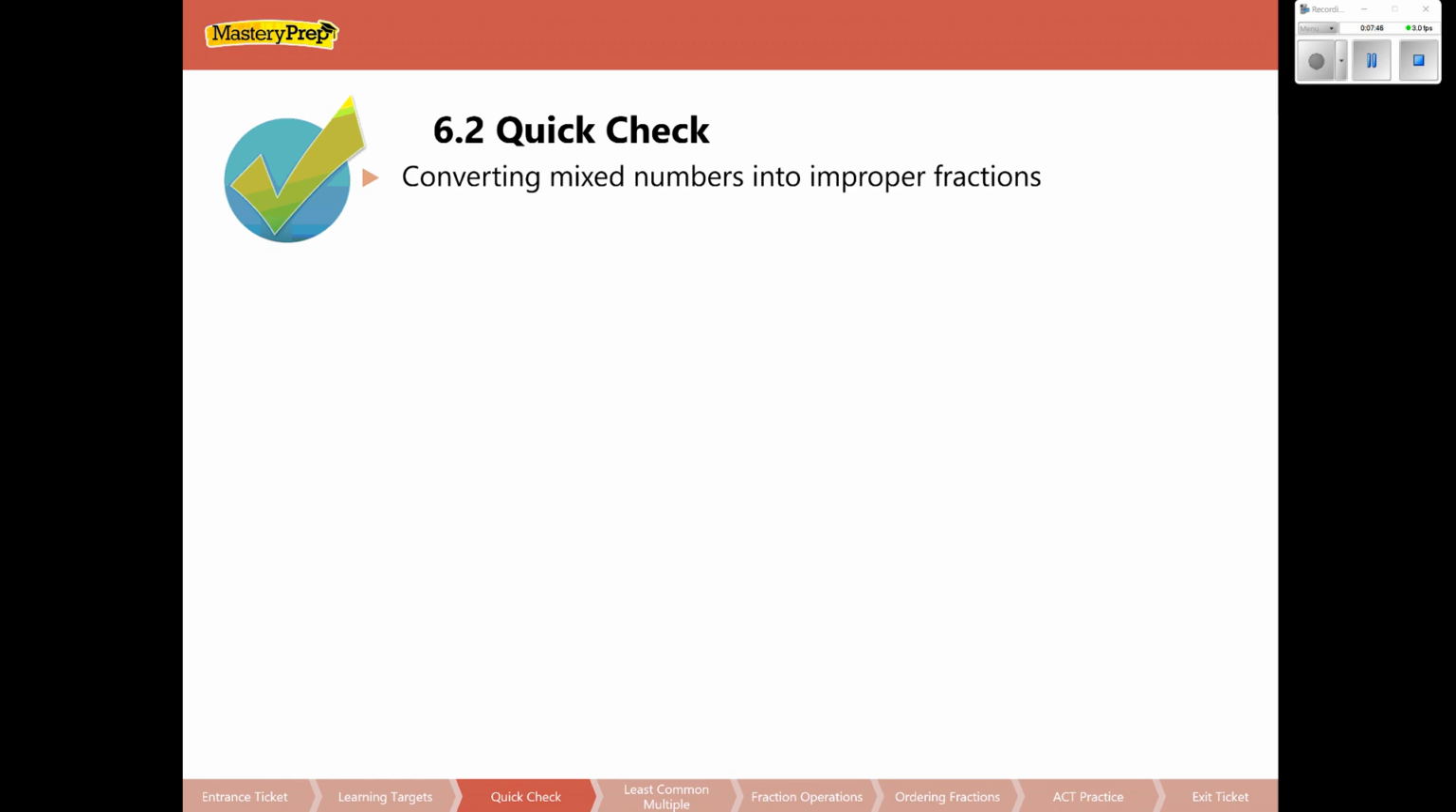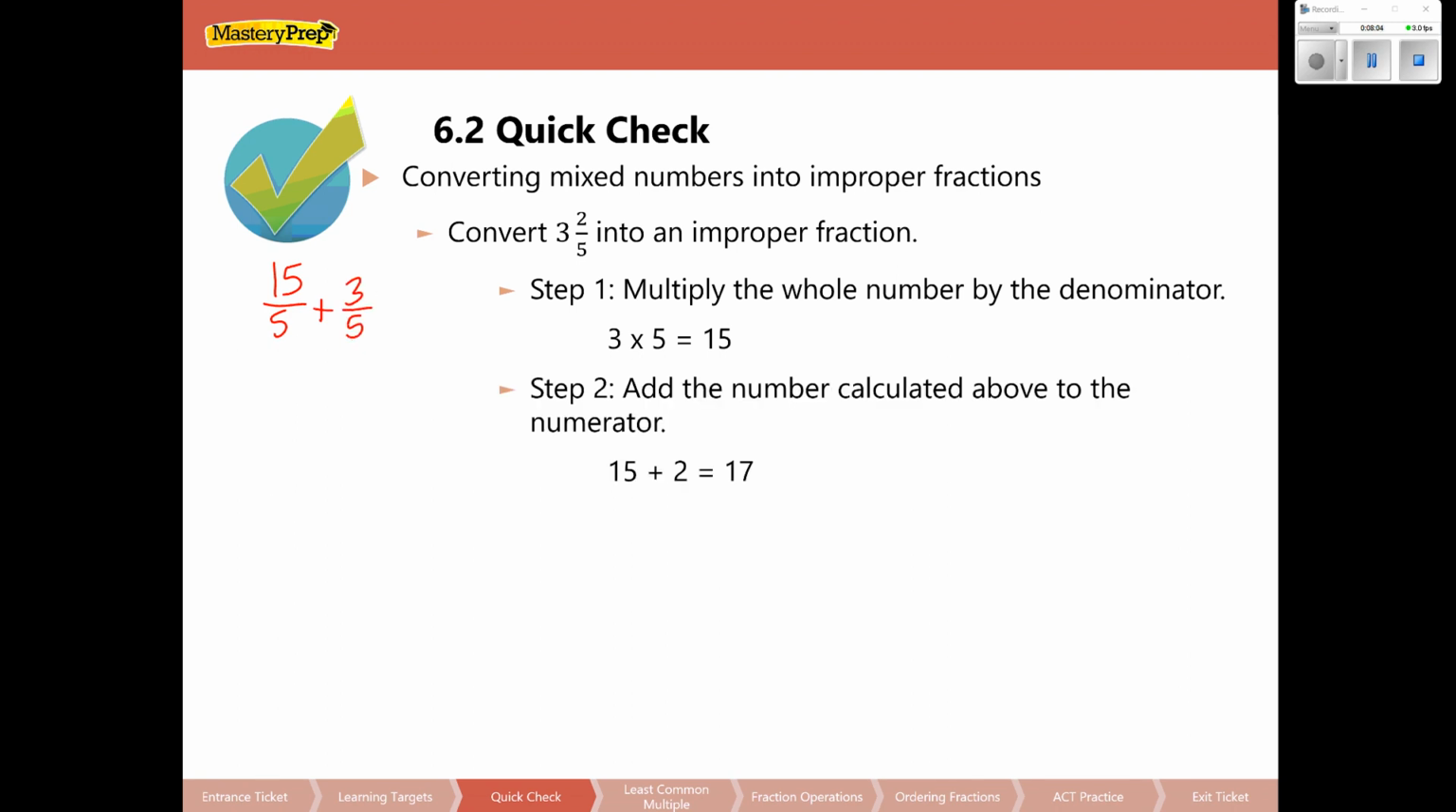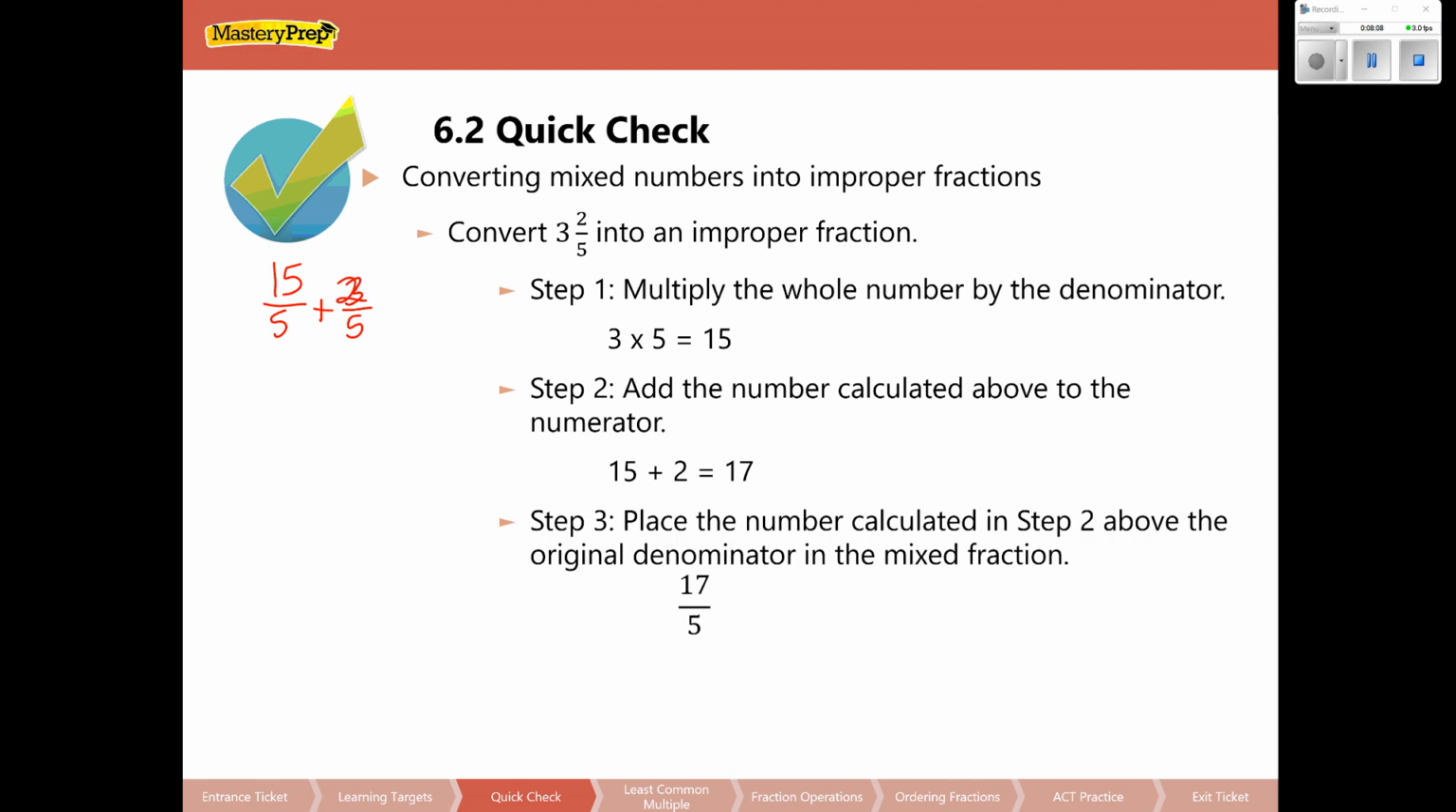Converting mixed numbers into improper fractions. So if we wanted to convert this to an improper fraction, well, we can, one, multiply the whole number by the denominator. So 3 times 5 gives us 15. So really we're saying we have 15 fifths plus 3 fifths. Or sorry, 2 fifths. We would add them together and get 17 fifths, which is our mixed fraction.